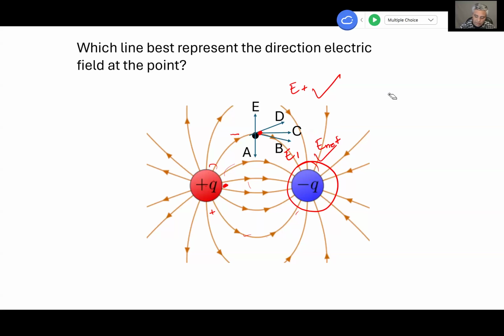And how do I know it's pointing this way, not that way? Because see here how the field lines are going. Based on that, I can tell it's going to be pointing this way, not that way. Okay.